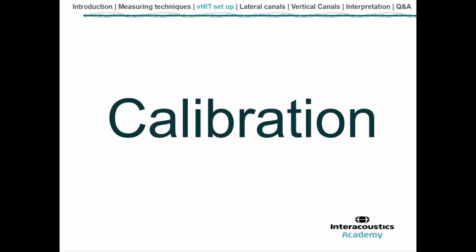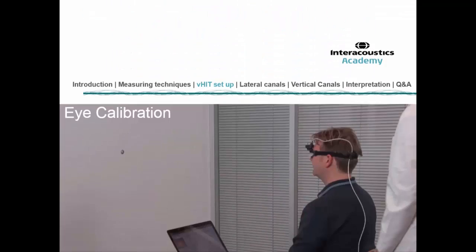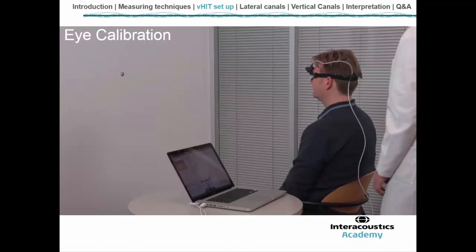So we have the goggle on, we have the camera in the correct place. Now we're ready to do a calibration. There are two types of calibration to perform. The first is an eye calibration and the second is a head calibration. Let's start with the eye calibration first.